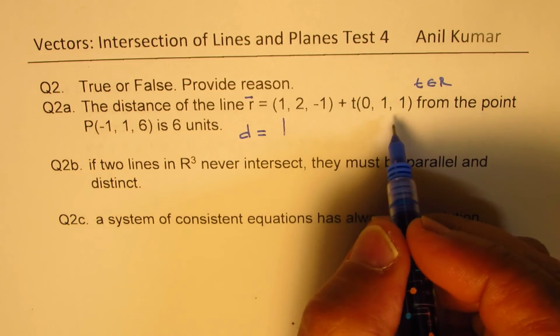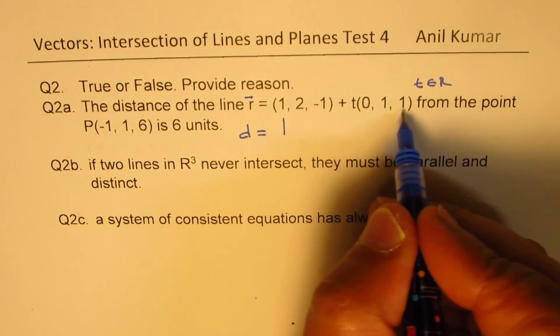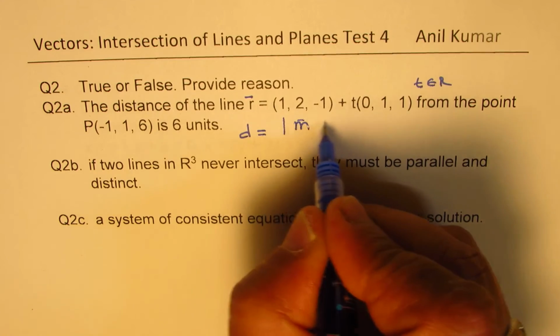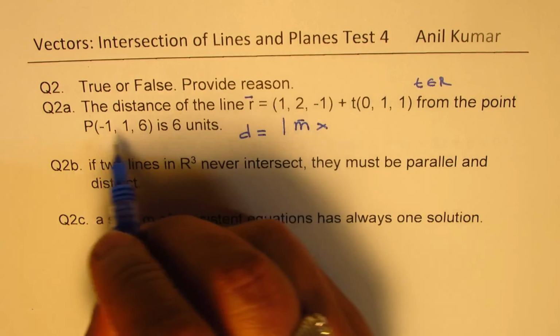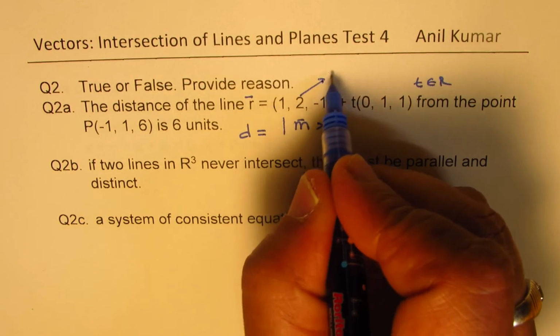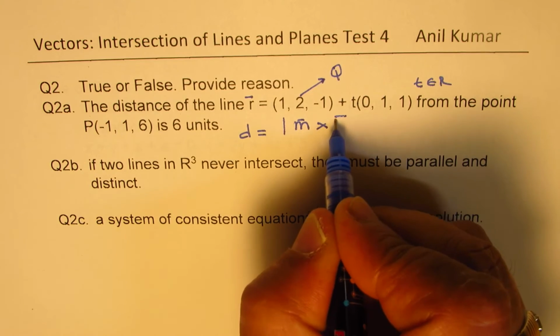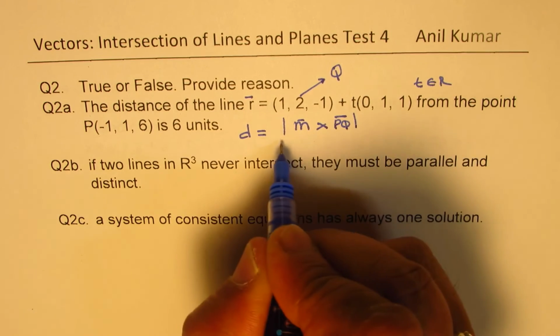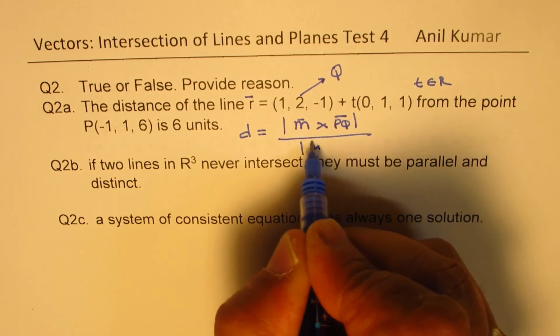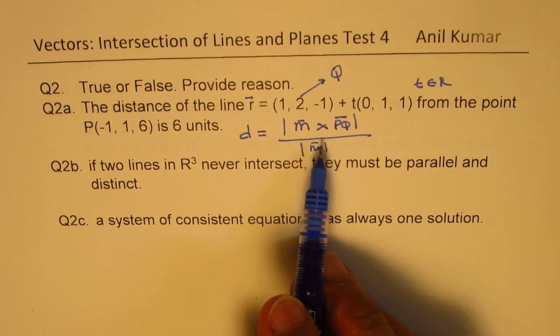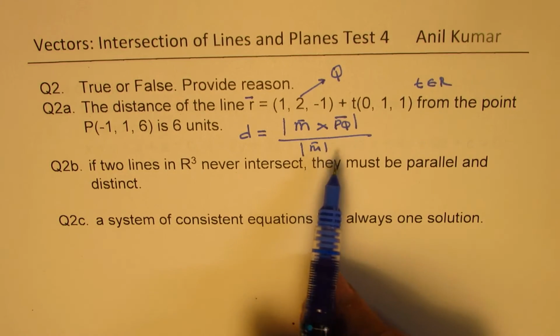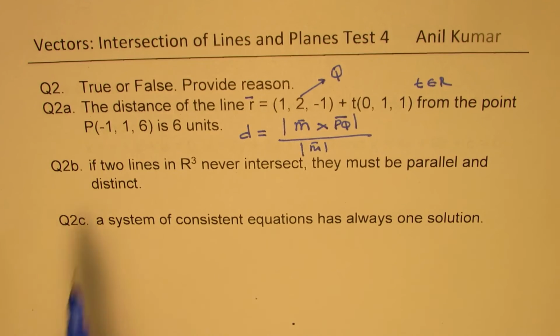So whatever is the direction which is given to you here, right? So it is direction cross product with P, let's call this point Q, right? So cross product between P and Q over the magnitude of direction, right? So that is the distance formula. You can use this formula and verify whether it is 6 units or not.